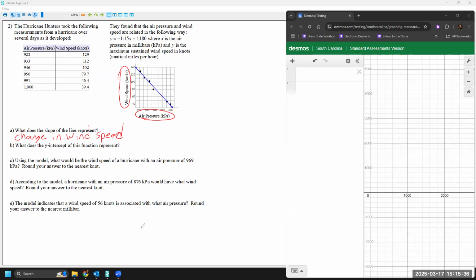It doesn't really matter. So change in wind speed for every additional kPa of air pressure. Here we go.